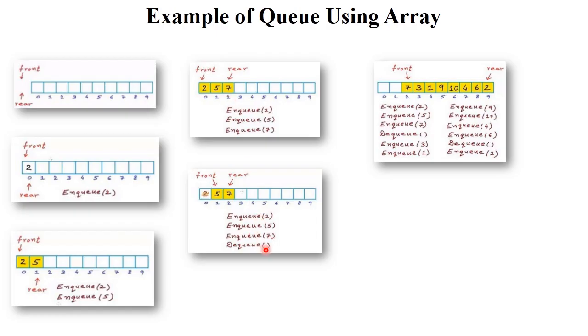Next, MQ 7, again rear plus 1 and 7 is inserted here. Then DQ. DQ always deletes the element pointed to by the front. So front points to the 2. Now front moves to the next location, that is 5, and remove this element. Next, again we need to insert elements, that is MQ 3, 1, 9, then 10, 4, MQ 6, then DQ. Again DQ means you should remove 7 from this location and front points to the next location. And MQ 2, again 2 is inserted from the rear side. Clear? So this is just an example and concept of queue using array.